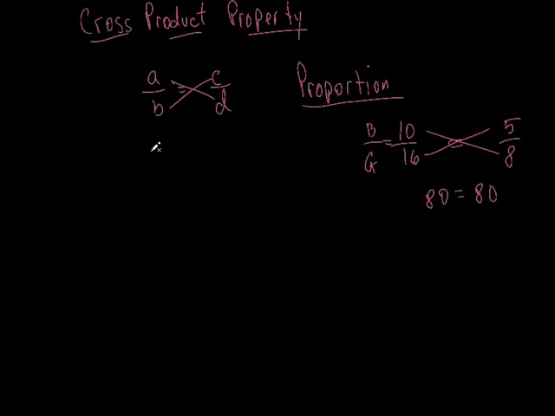If I was to multiply these together, what would it be? It would be what? AD equals what? BC. All right, and you can do a lot of work with this. Let me find a good example. What if we had this? What if I had 4 over 10 equals 6 over x?